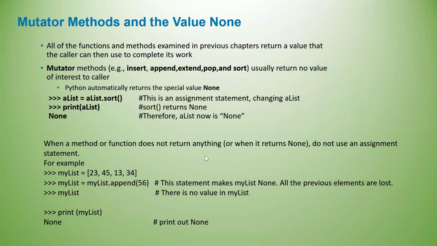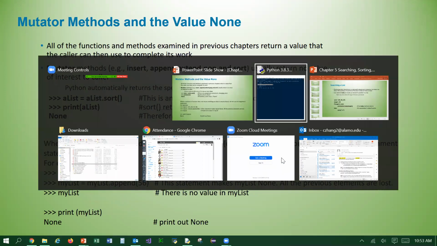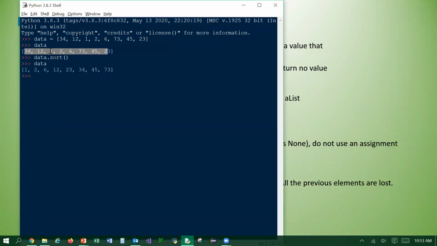Okay, so mutator methods and the value None. So sort, as you can see, changes the list. Just like the previous ones: append, extend, pop, insert. Those methods are all mutator methods. What does mutate mean, everybody? To change. Change, exactly. If you remember the X-Men, they are called mutants, because they change. So mutate means change.